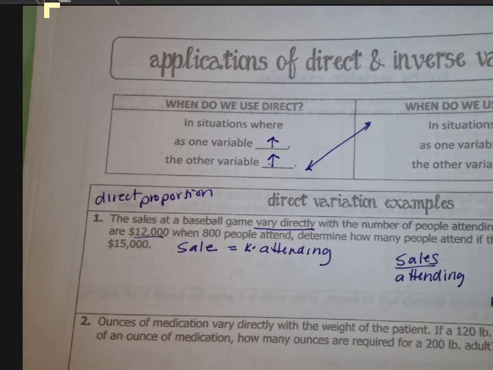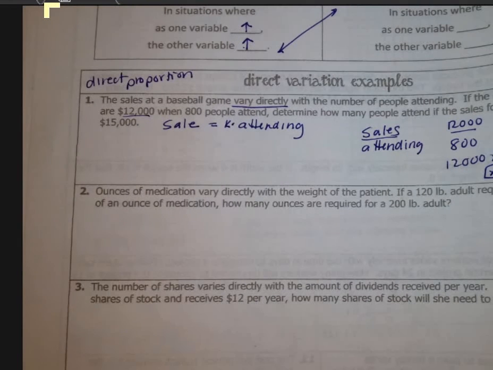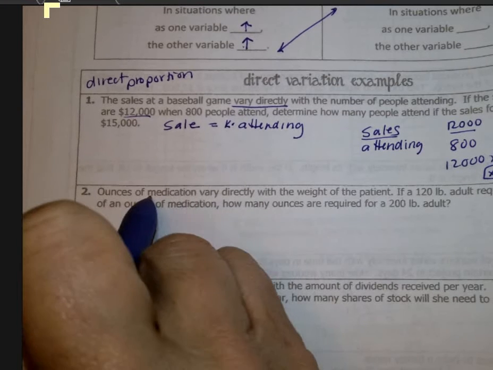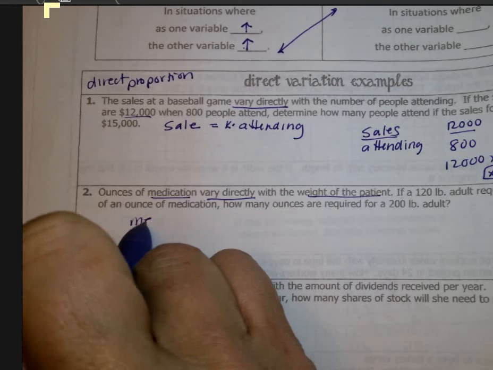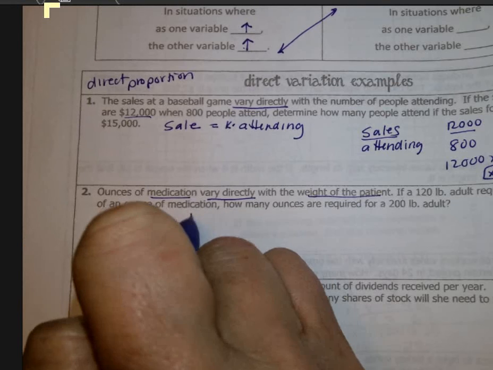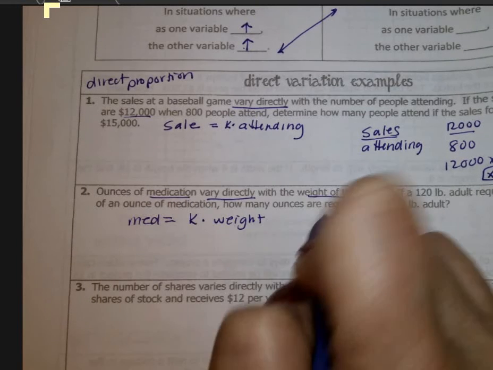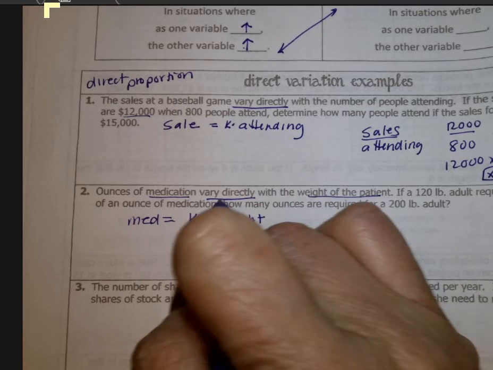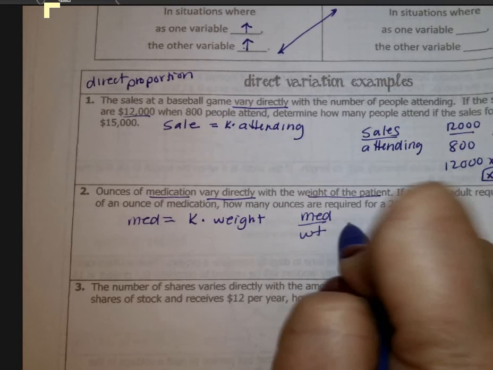Let's look at one more. And these you've done in 6th and 7th grade, depending on the math you're in. So here it says the ounces of medication. My medication varies directly with the weight. So my meds vary directly, K times weight, which just means that I'm basically comparing my meds to the weight of the patient. That's it.